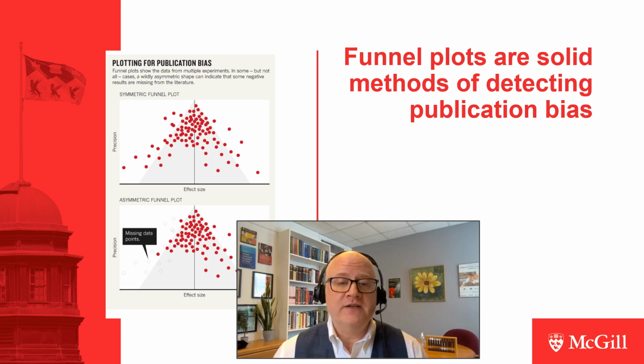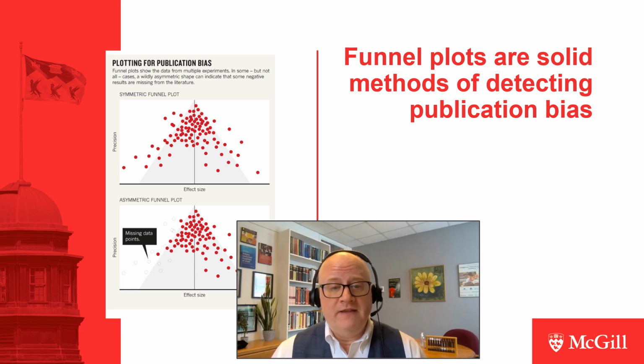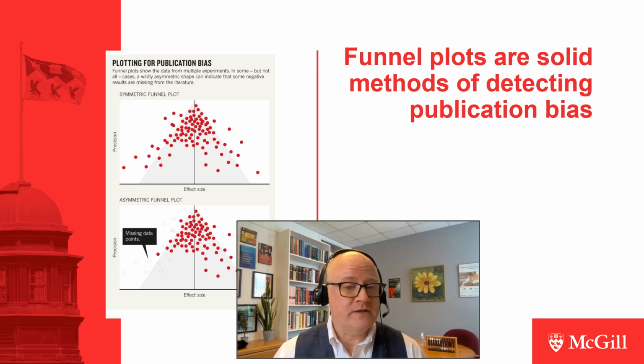There should be something in that lower left quadrant of the triangle that's missing. That means there are probably papers there that never got published. That's a sign that the field has publication bias, and your meta-analysis is going to have to be questioned because there's going to be bias in there.